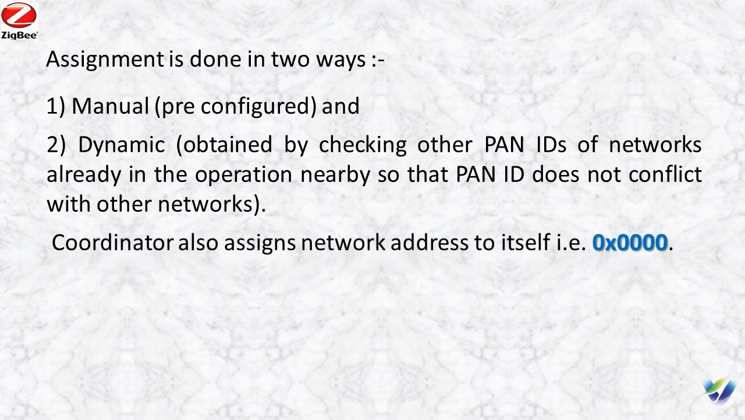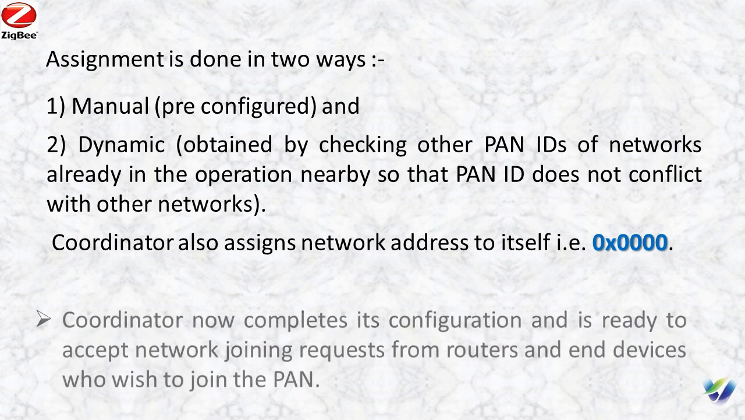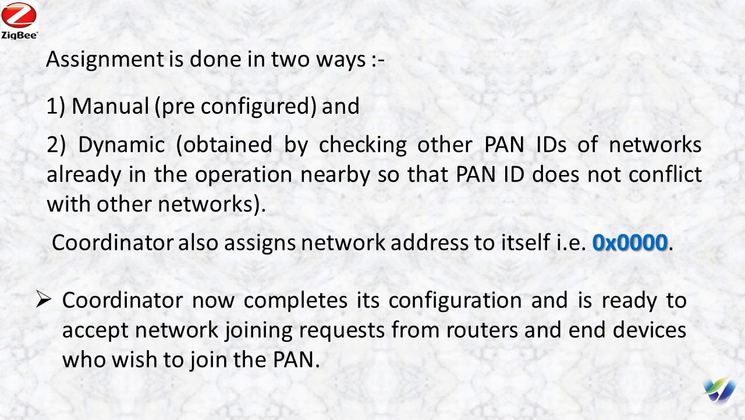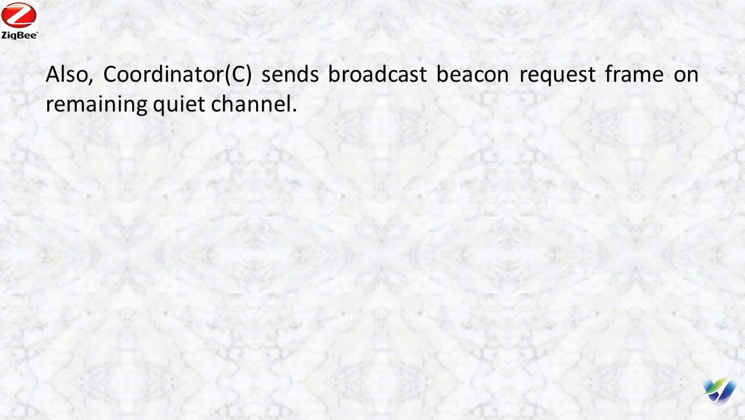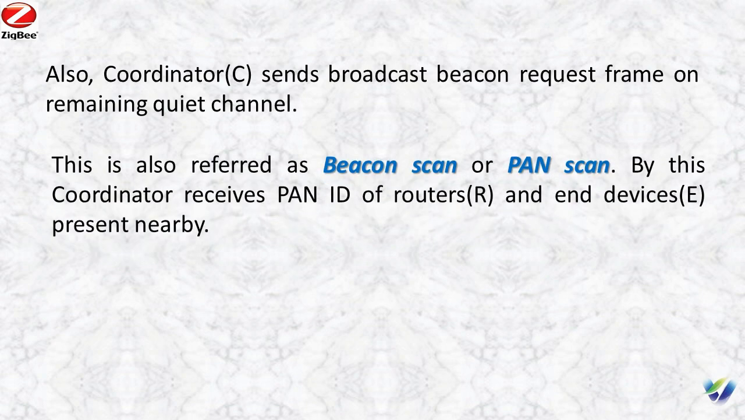The coordinator also assigns a network address to itself, that is 0x0000. The coordinator now completes its configuration and is ready to accept network joining requests from routers and end devices who wish to join the PAN. Also, the coordinator sends a broadcast beacon request frame on the remaining quiet channel. This is also referred to as beacon scan or PAN scan. By this, the coordinator receives the PAN ID of routers and end devices present nearby.